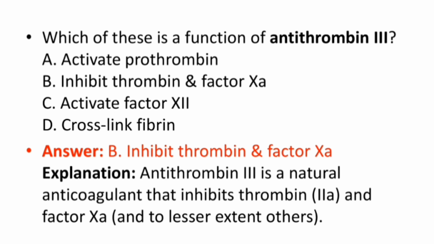Which of these is a function of antithrombin 3? Option A activate prothrombin, option B inhibit thrombin and factor 10A, option C activate factor 12, option D cross-link fibrin. The correct answer is option B, inhibit thrombin and factor 10A. Antithrombin 3 is a natural anticoagulant that inhibits thrombin, factor 2A, and factor 10A, and to a lesser extent others.